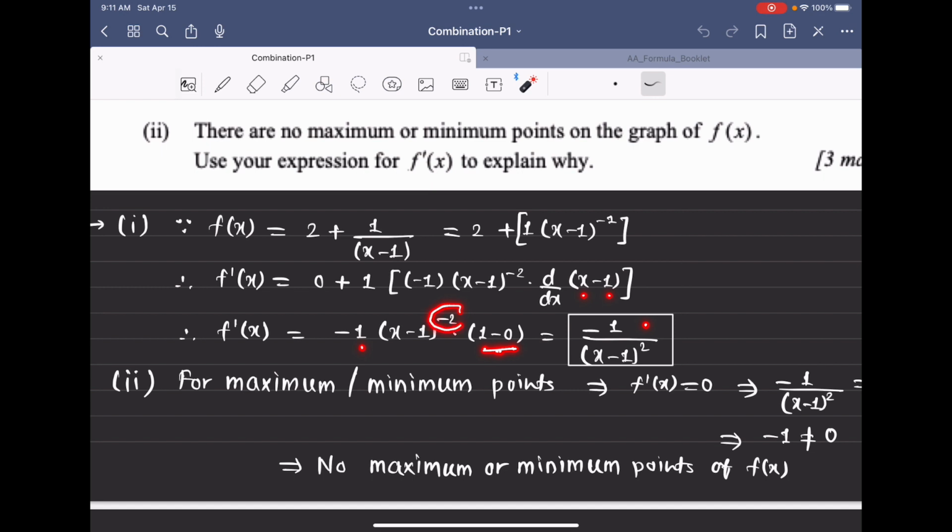Never keep the rest to power negative, at least in paper 1. So bring this full power down, or full bracket down, it becomes x minus 1 raised to 2. So your expression for derivative of f of x is minus 1 over x minus 1 bracket raised to 2.